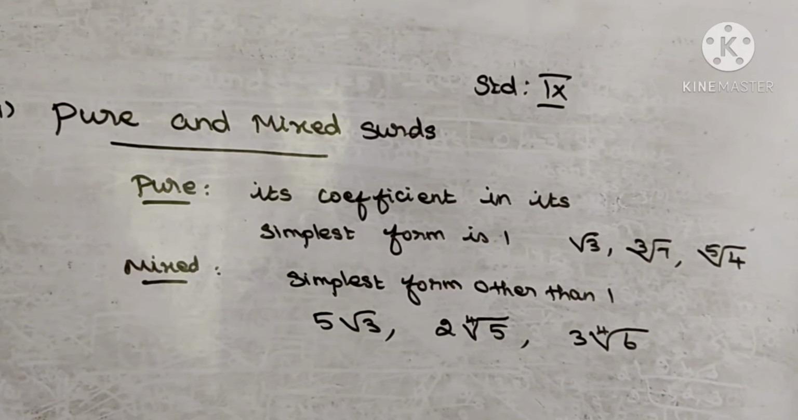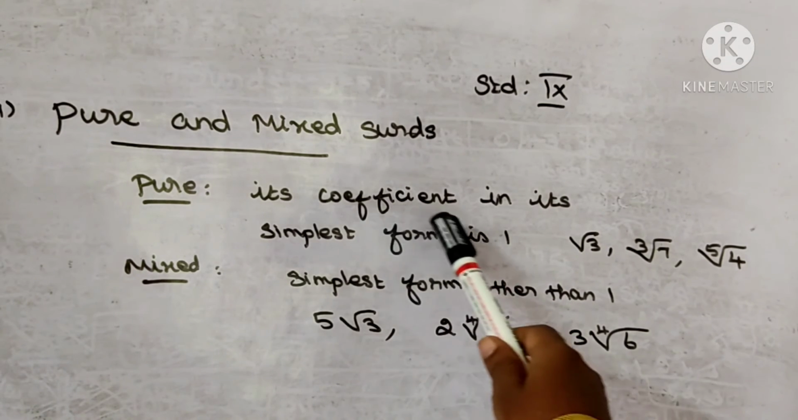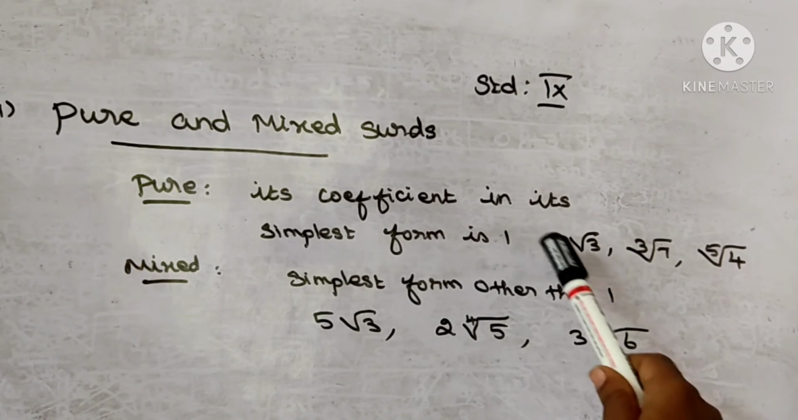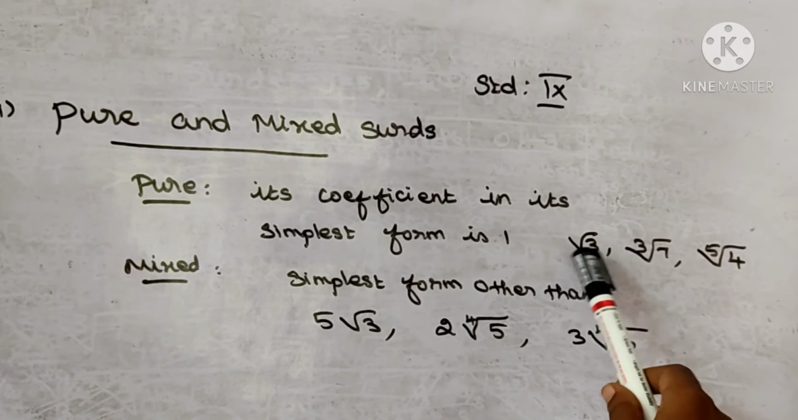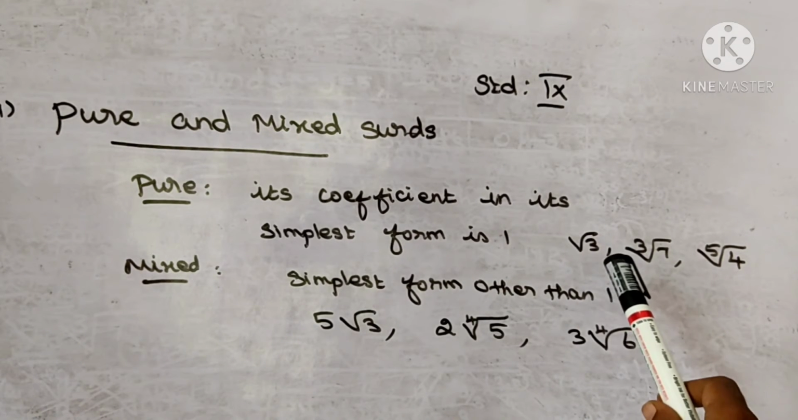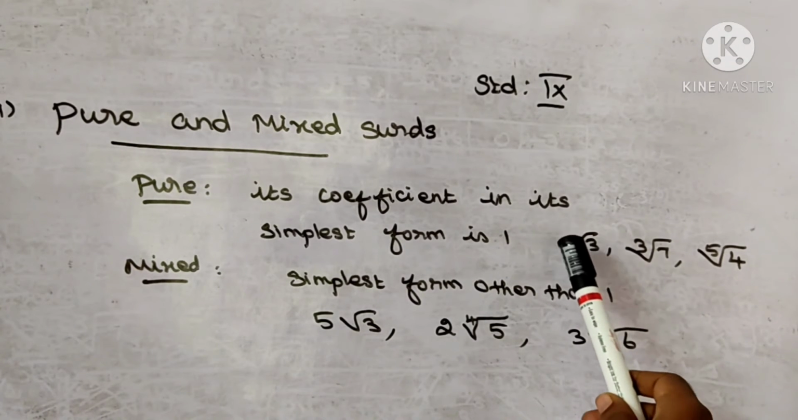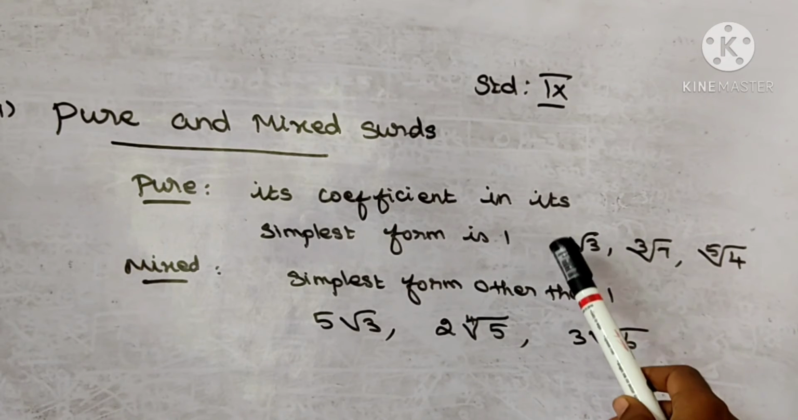The next order of surd types is pure and mixed surds. The definition of a pure surd: if its coefficient in its simplest form is 1, that is, there is no number in front of the root. If you have a number in front, that is a mixed surd.